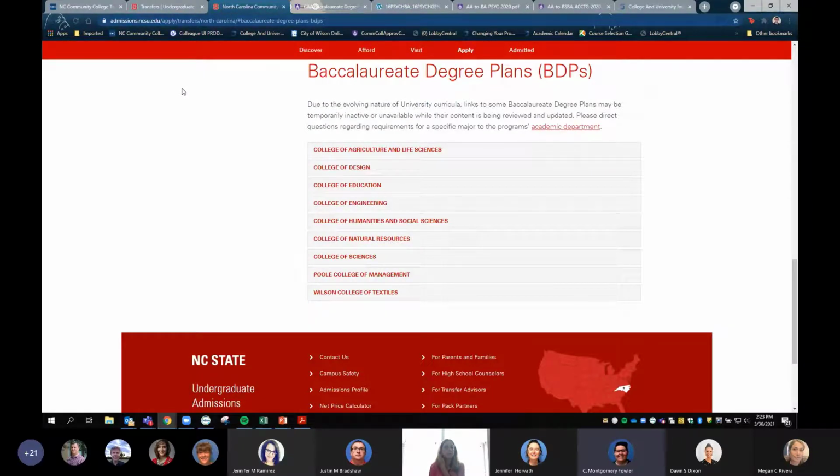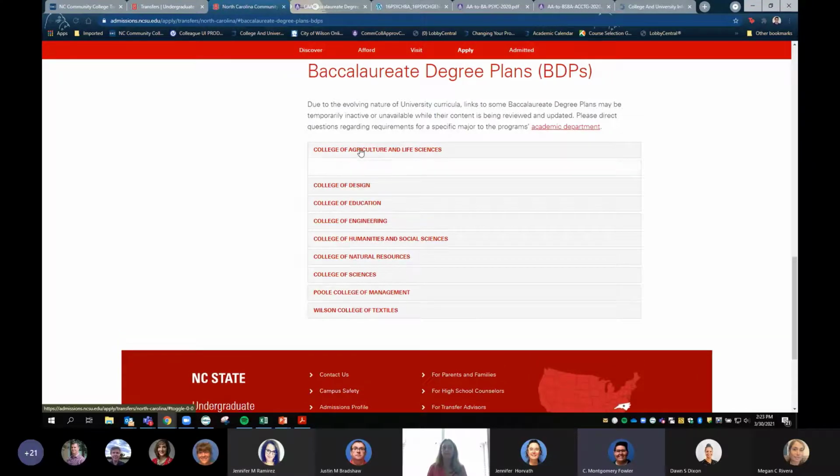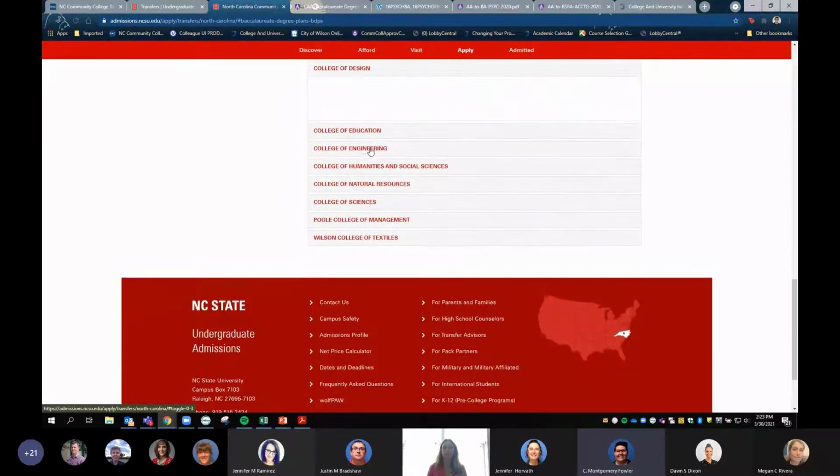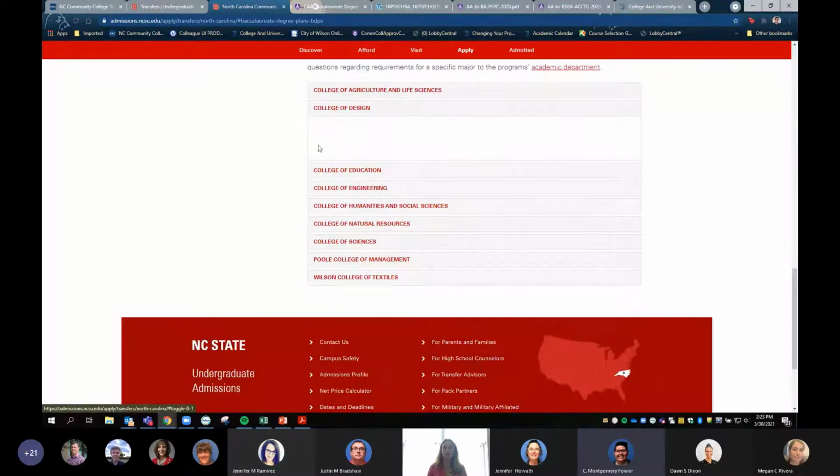One of the institutions that has really good bachelor degree plans is NC State. Theirs are laid out in a very nice and effective way. As you can see, it's broken up into all of the different colleges that they have, and you can just click on any degree pretty much that you're looking for. If you don't see something there, that's because they are updating their BDPs, and I'm assuming they're updating their fall 21 BDPs for the College of Design right now.